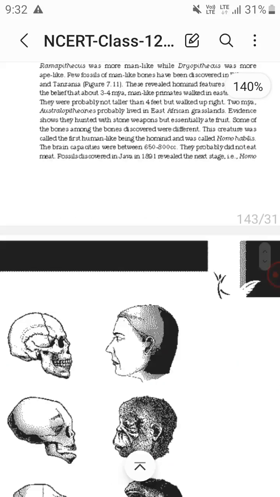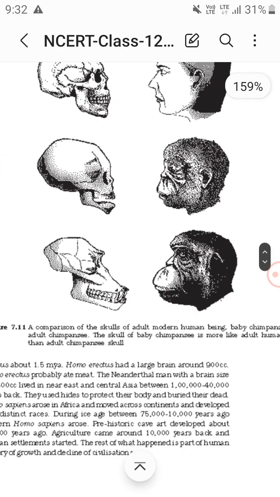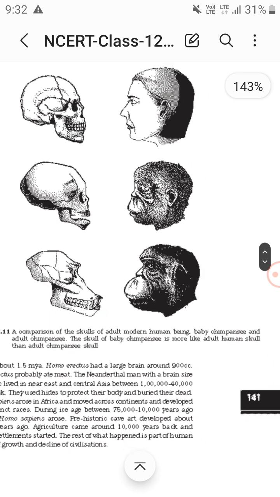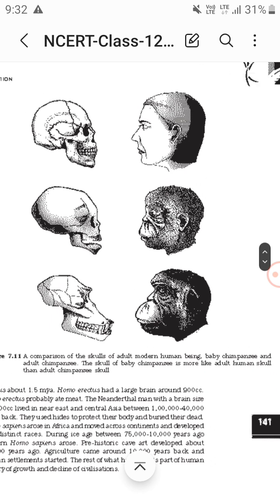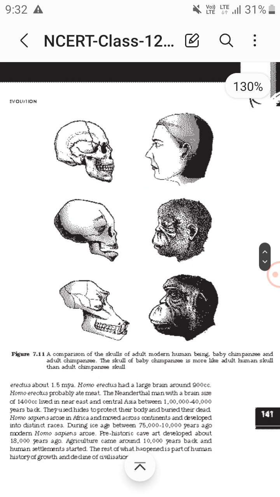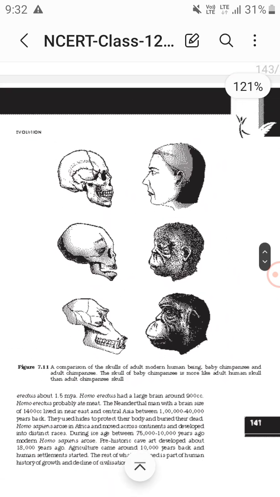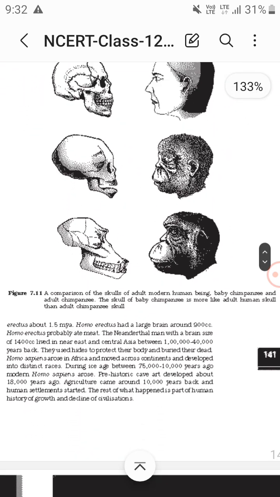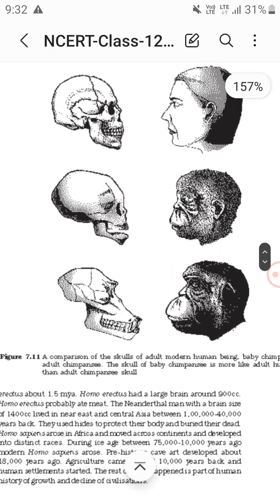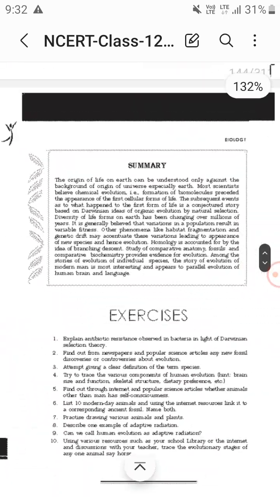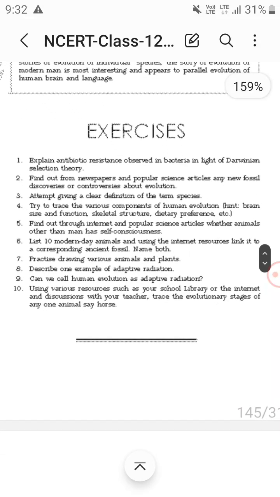In the evolution of man, you see these are the skulls. Here is a comparison of the skulls of an adult modern human being, a baby chimpanzee and an adult chimpanzee. The skull of the baby chimpanzee is more like the adult human skull than the adult chimpanzee skull. So the baby chimpanzee and human skulls are almost the same, unlike the adult one. You see in the diagram, this one is the adult chimpanzee and the first two are the baby chimpanzee and the adult human skull. Now, the exercises.